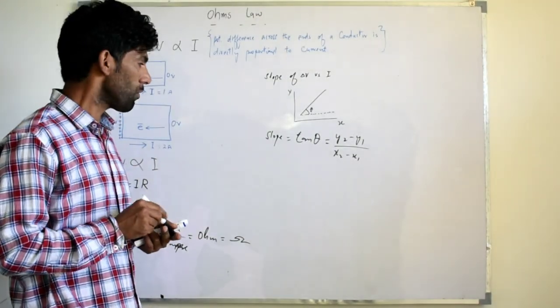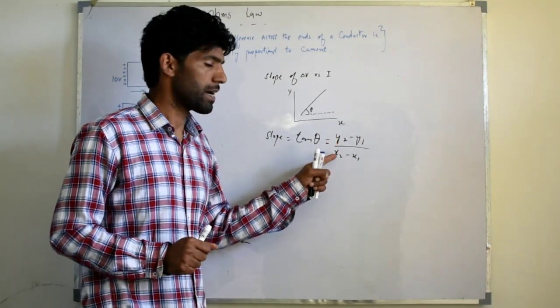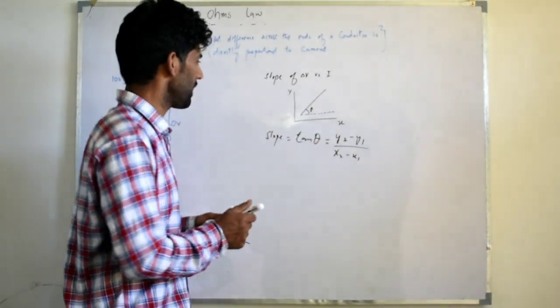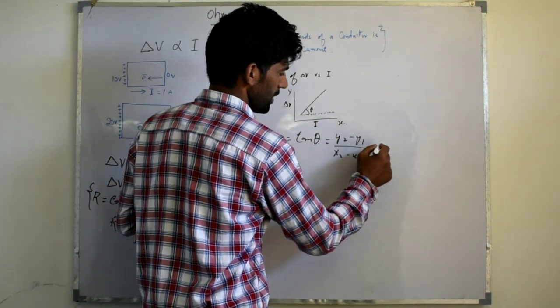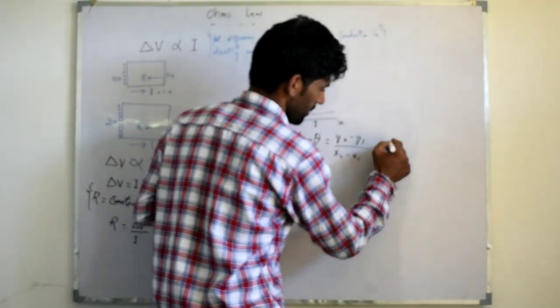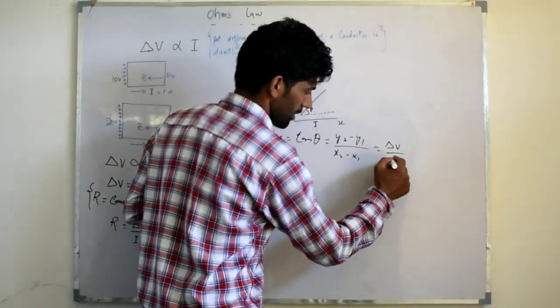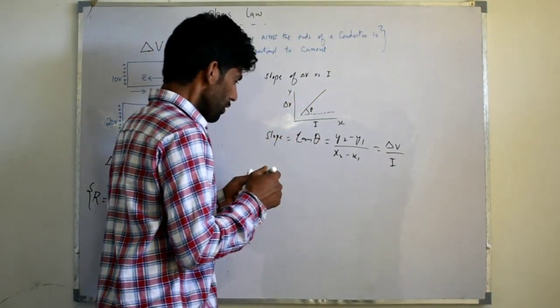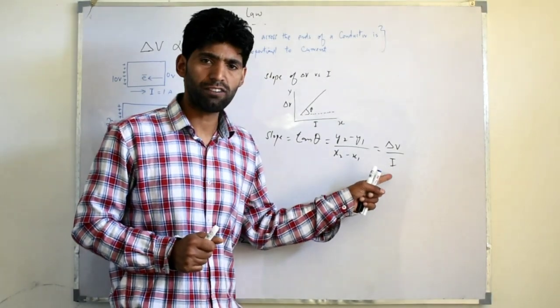The formula for slope is equal to tan theta, which is equal to y2 minus y1 divided by x2 minus x1. Have a look over here. Here it is del V versus I. This y-axis is del V, and I will write del V divided by the x-axis, which is I. So slope is equal to del V upon I.